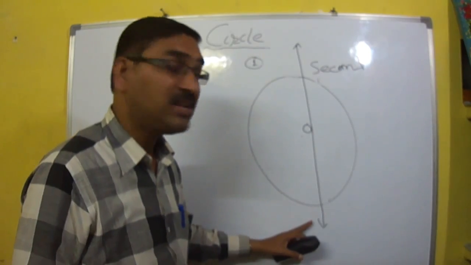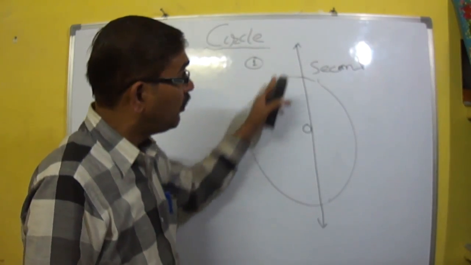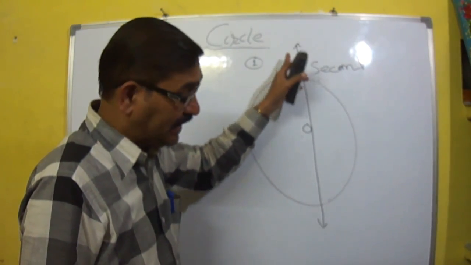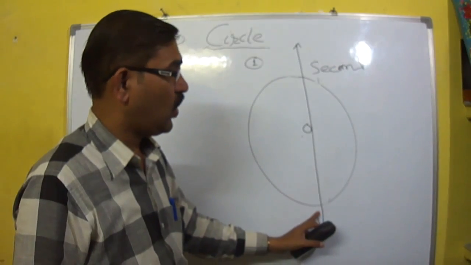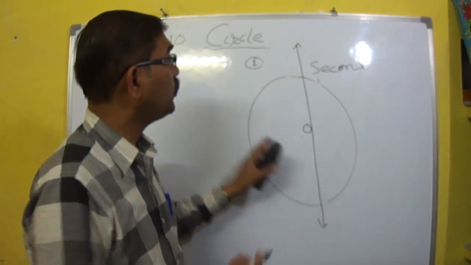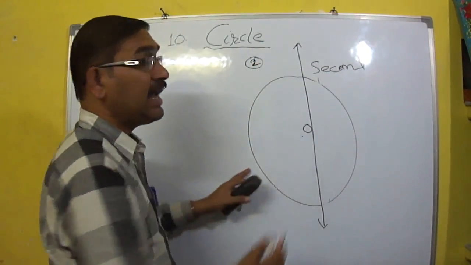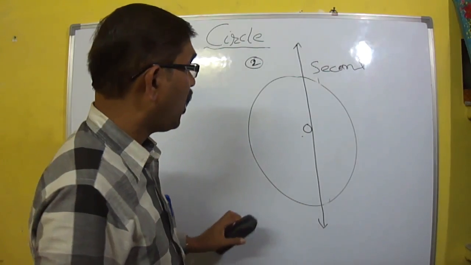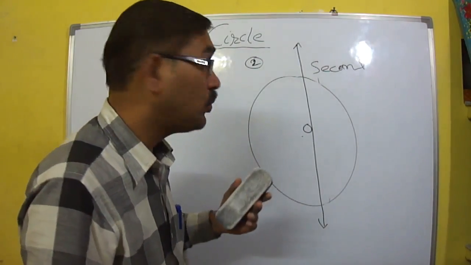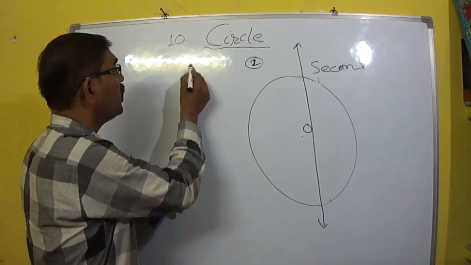इस line को secant of this circle कहेंगे. क्यों? Why? Because this line is intersecting the circle. Okay? This is the second position of a line and circle. Now we have to take a third position. What is the third position?